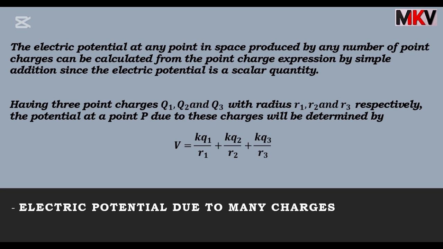So what will be done is, when we are having 3 charges, Q1, Q2, Q3, with their distances respectively R1, R2, and R3, the potential at a point due to these charges can be determined as V equals KQ1 over R1 plus KQ2 over R2 plus KQ3 over R3. So this is the expression for finding the potential at a point due to many charges. So it is just simple addition. We add all their potentials up to give the potential at that point.